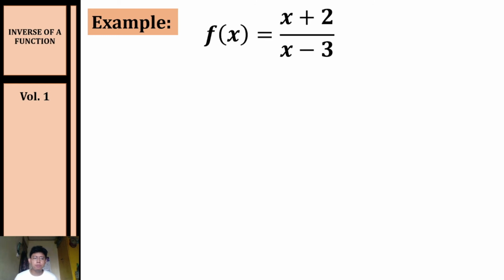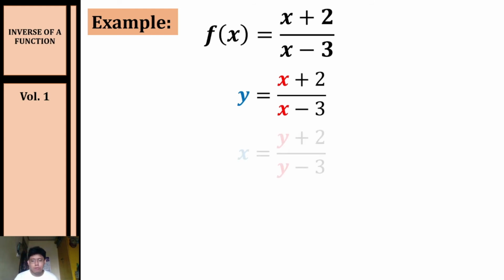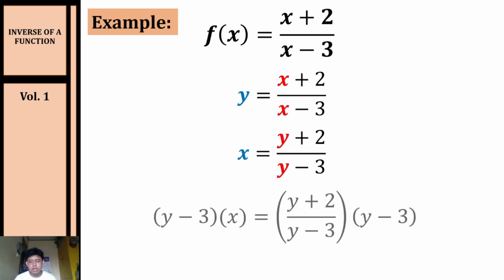So for example, we're going to get the inverse of f of x is equal to x plus 2 all over x minus 3. So first step is for us to change our function notation to variable y. Then after that, we will interchange our x and y. So we will have x is equal to y plus 2 all over y minus 3. Third step is for us to isolate our variable y. To isolate our variable y, we need to multiply both sides by our denominator y minus 3.